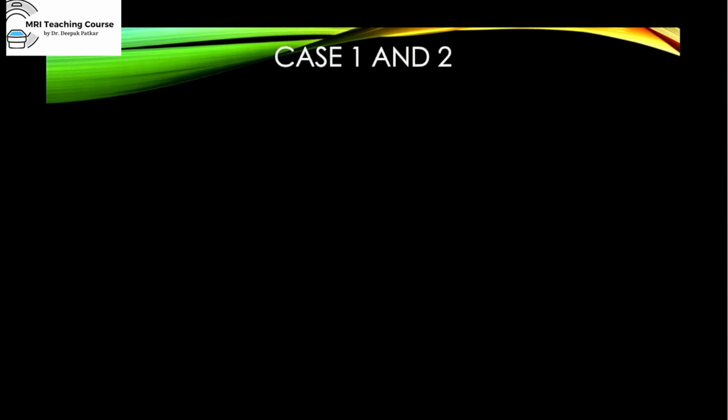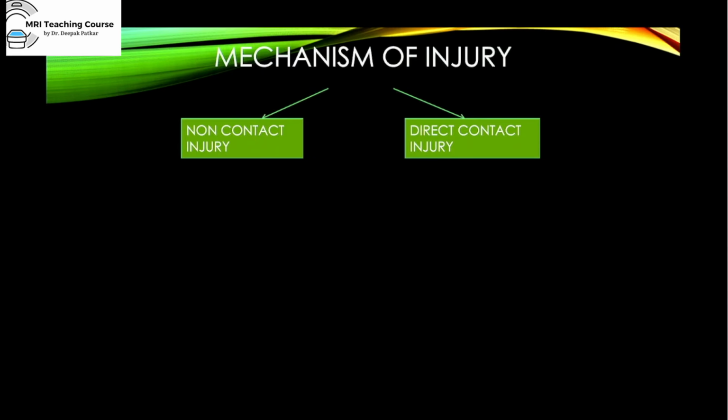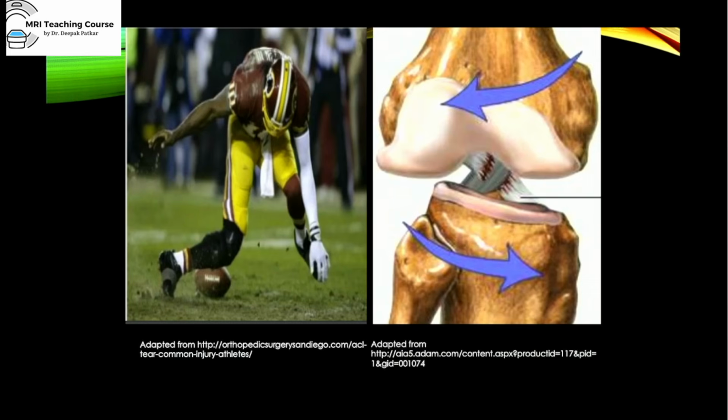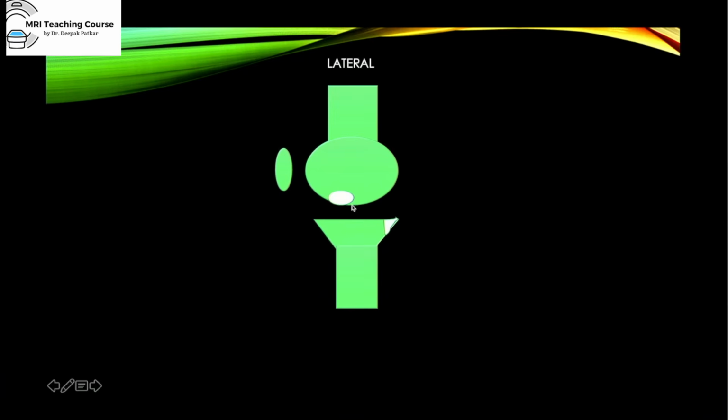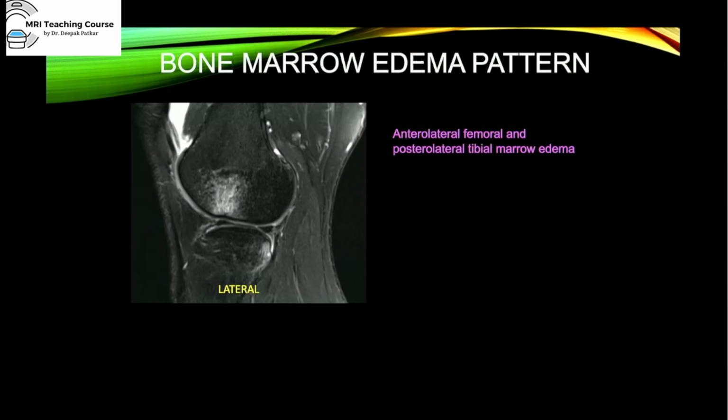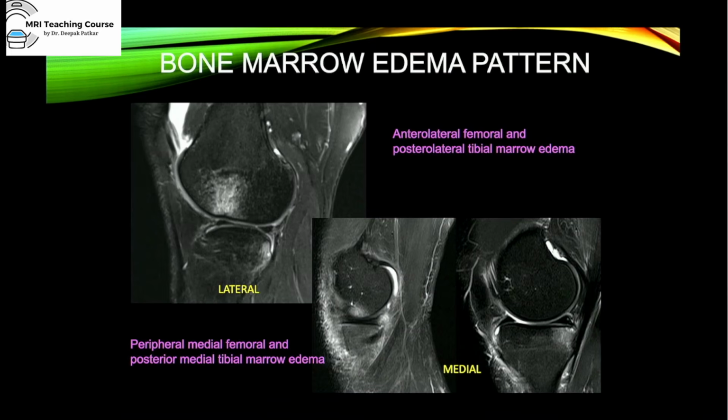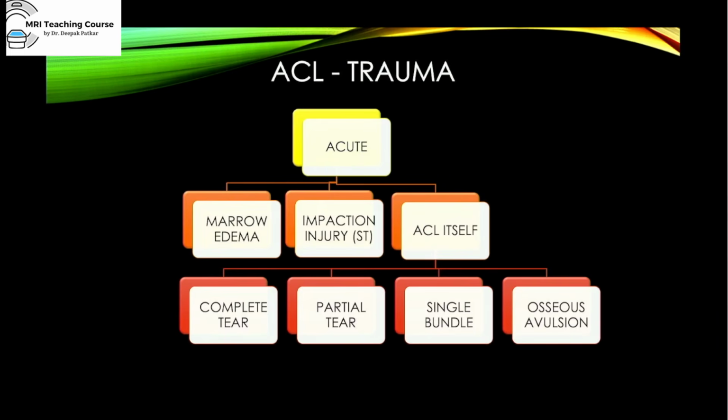Okay. So we've seen the first and second case. The mechanism of injury is a non-contact or a direct contact injury. What happens is the femur just twists over the tibia, right? This is called the pivot shift injury. So this is what actually happens. There is anterior translation and the posterior tibia hits against the anterior aspect of the femur, and that's why you get this classical edema pattern: anterolateral femur, posterolateral tibia, peripheral medial femoral, posterior medial tibia, right? So this is a classical pivot shift pattern.